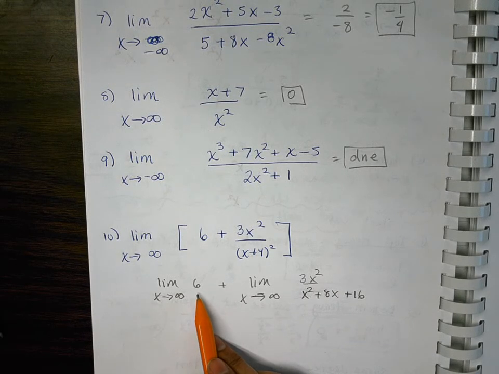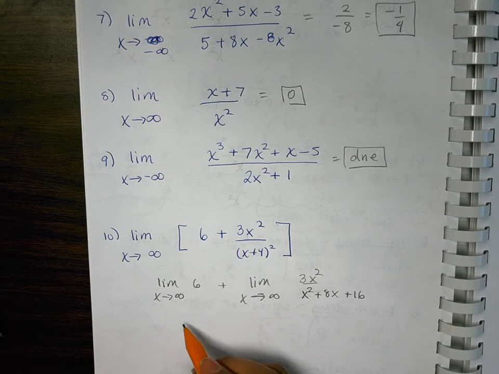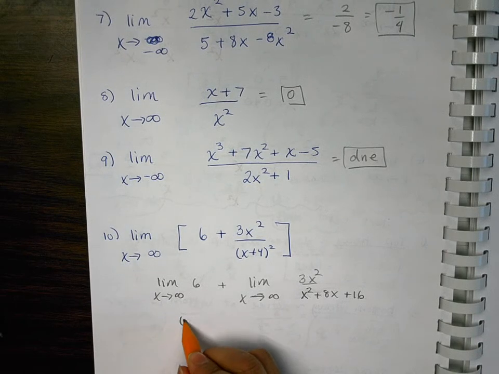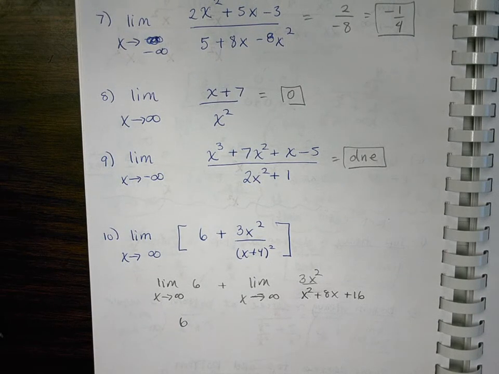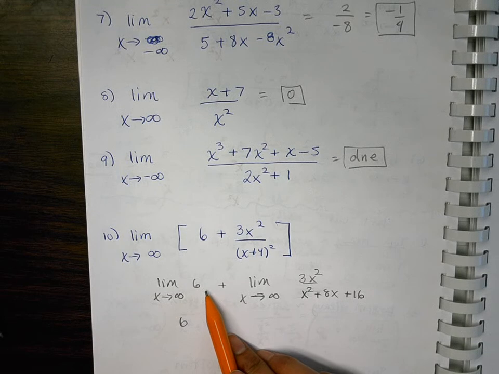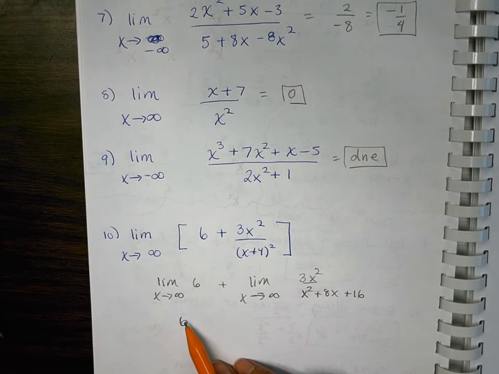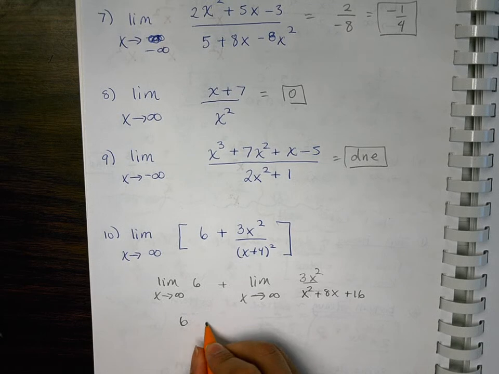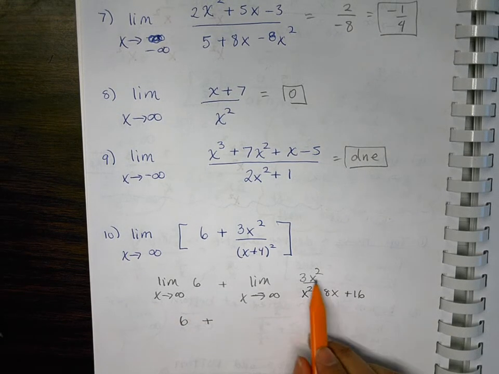The limit as x approaches infinity of 6. Any thoughts? Because there's no variable, it's not going to change. It's always going to be what? So even if I go off to infinity or negative infinity, it's going to stay constant because 6 is a constant. So it's always going to remain what? 6. Does that make sense?